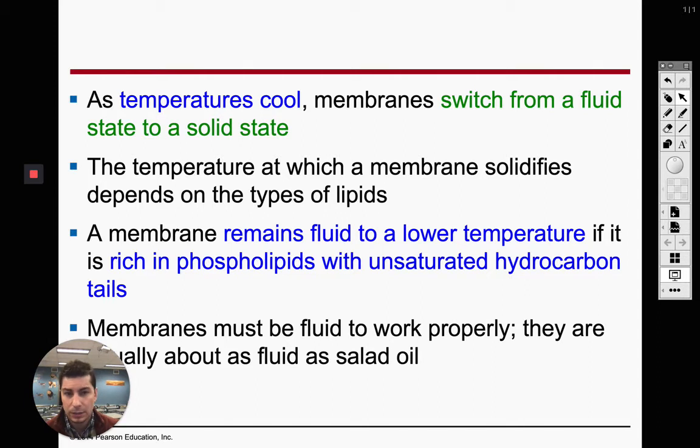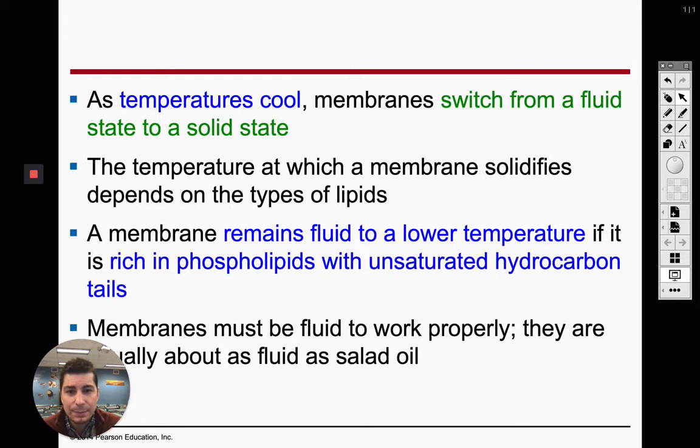Okay, so this is a very important slide. We'll spend some time on this in the next few. So as the temperatures cool, so it gets cold outside, okay? For you guys, hopefully your body is maintaining homeostasis, where the inside of your body, even though it might be 32 degrees outside, is not becoming 32 degrees inside your body. If that's the case, you're dead, okay? So we don't want that.